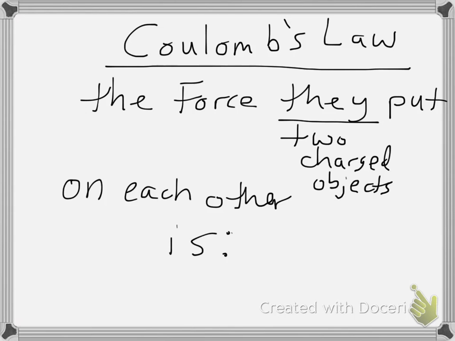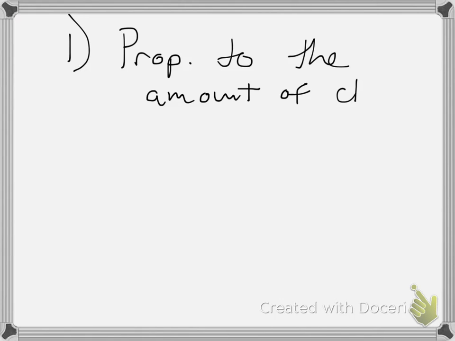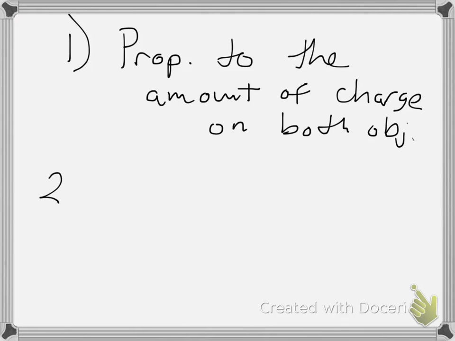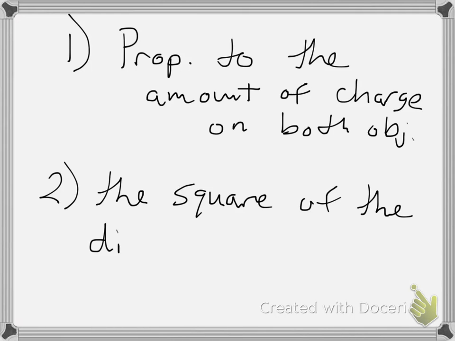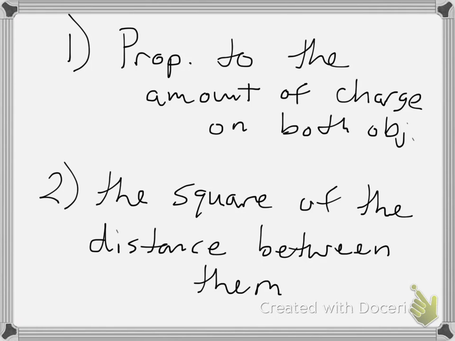is, and we have a couple conditions here, number one, proportional to the amount of charge on both objects, and two, the square of the distance between them. Now, this is a very intriguing result because this very closely resembles Newton's law of gravitation, or Newton's theory of gravity. And both of these laws are what we call inverse square laws, right? And it has to do with the square of the distance between them.